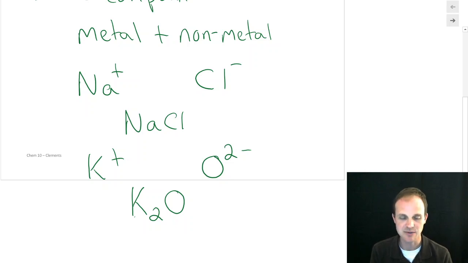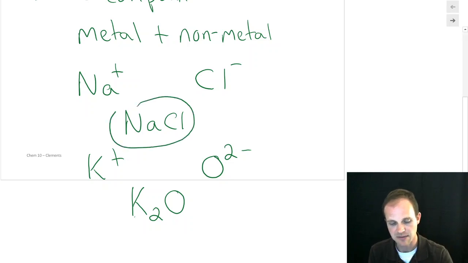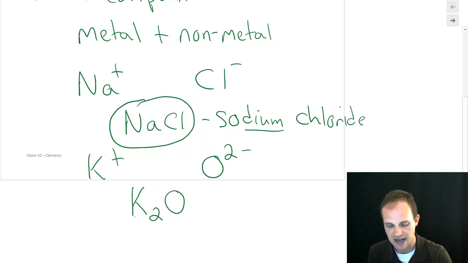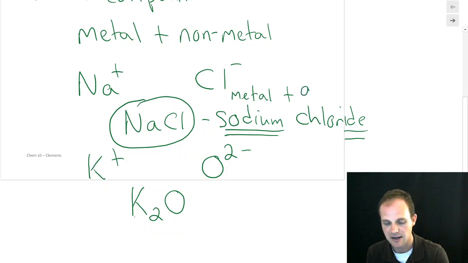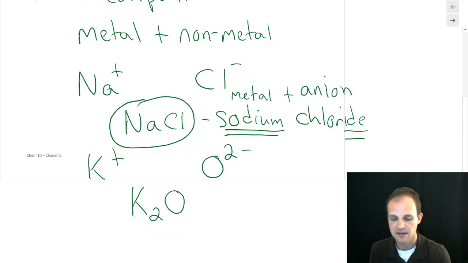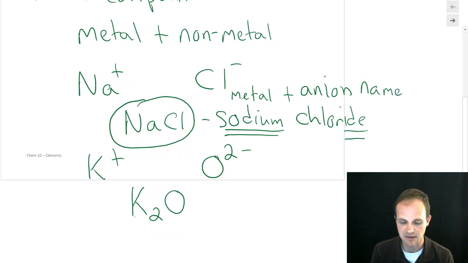How do we name these things? Well, it turns out you actually already know how to name them, probably, because you know how to name this guy. What's the name of that one? NaCl, table salt, is called sodium chloride. Right, we took the name of the metal and we combined chloride. What was that IDE ending? That IDE ending told me we had an anion. So we took the name of the metal and the name of the anion and combined them together to make the name of our compound.